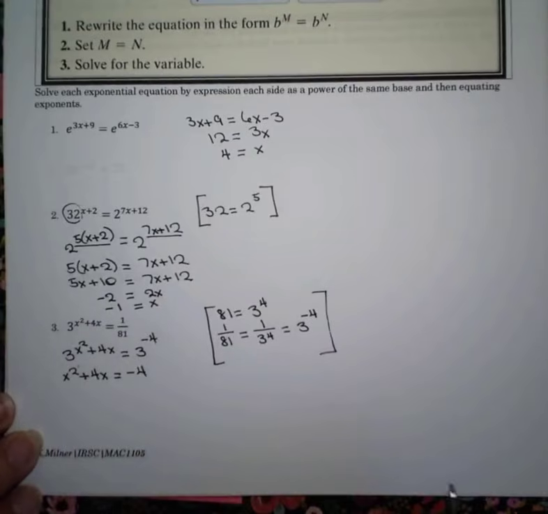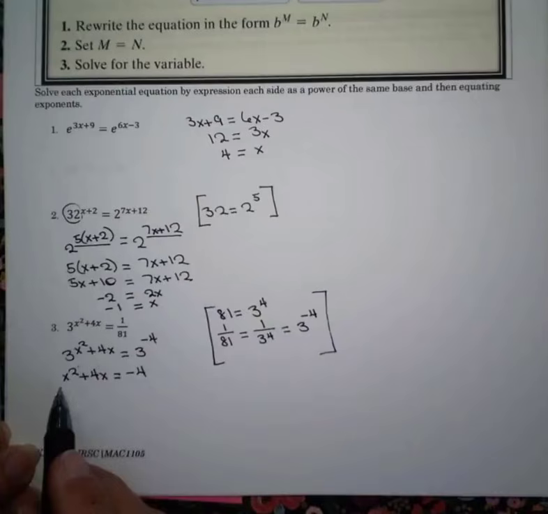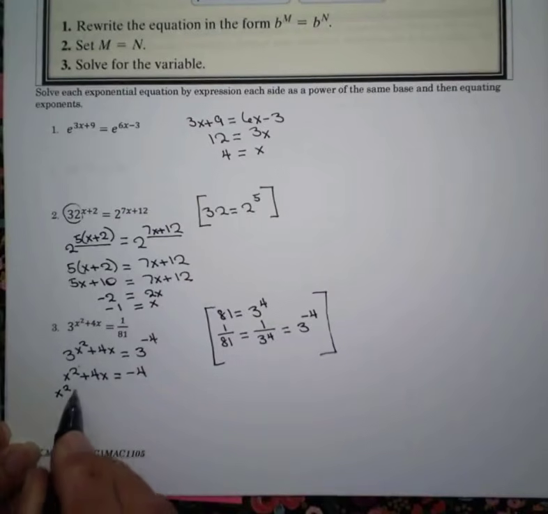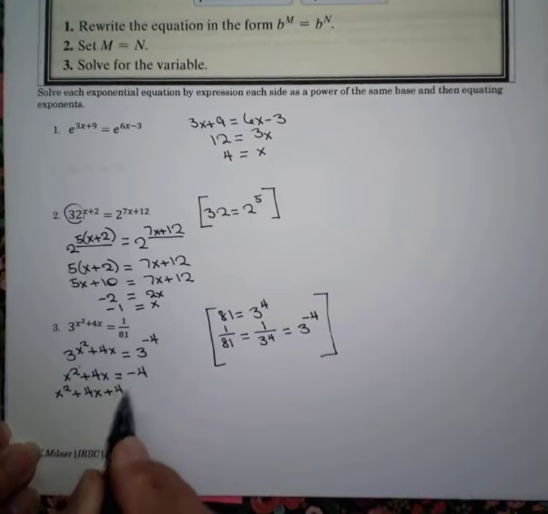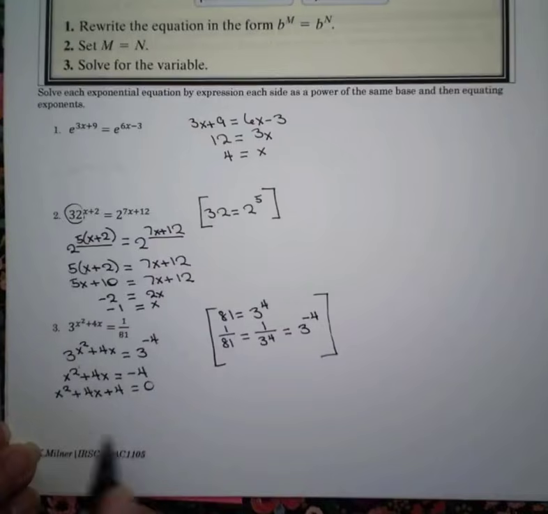Now, this is going to be quadratic. I know that because I've got x squared. So I'm going to go ahead and get everything over to this side because that's where my positive x squared is. And when I do that, I'll add 4 to both sides, and then I have it equal to 0. And now all I have to do is factor it. And isn't this a perfect square trinomial?